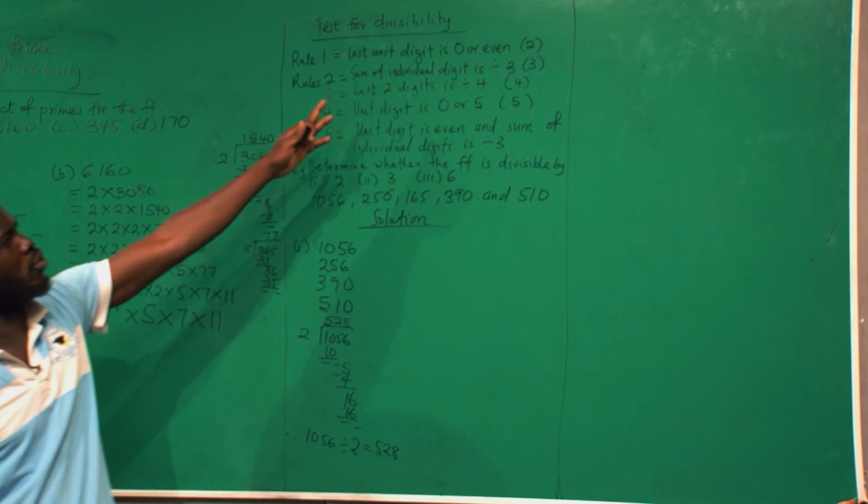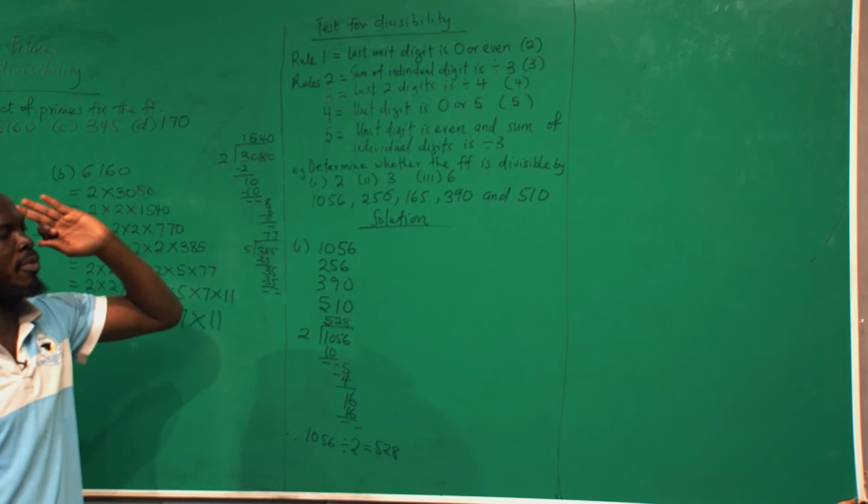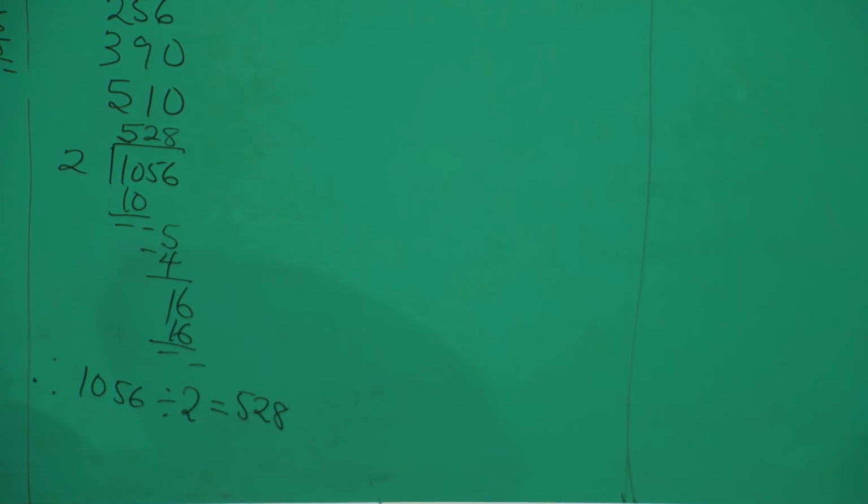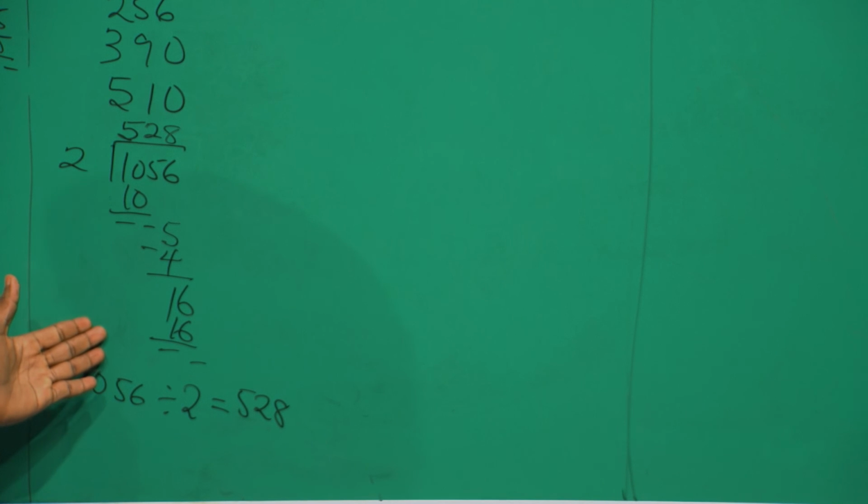So when you keep this in your brain, anywhere you are, you can use it to get your answers very easily. But when you are asked to prove it, you do it this way, by using the test of divisibility. That is how to do it.